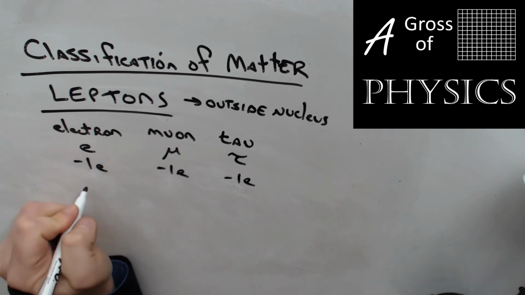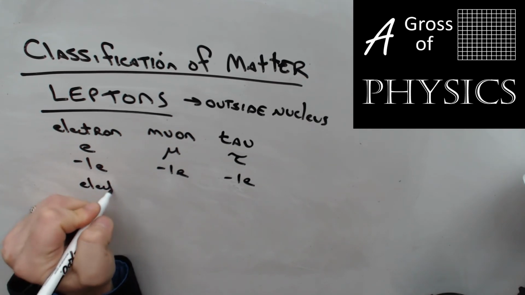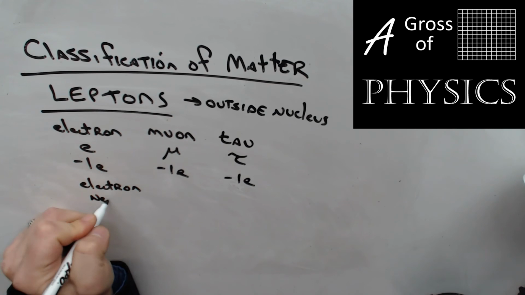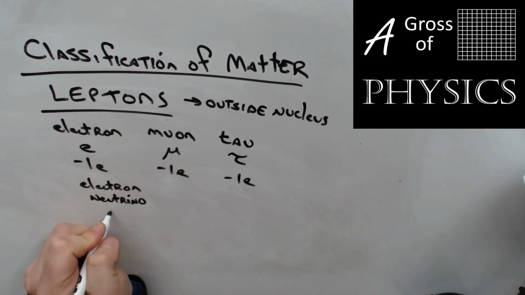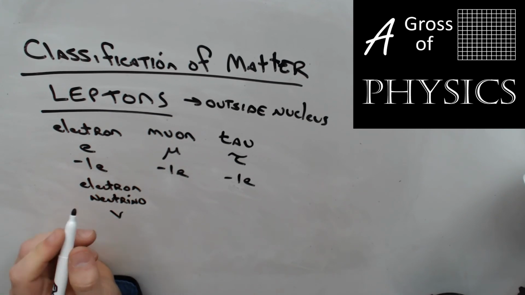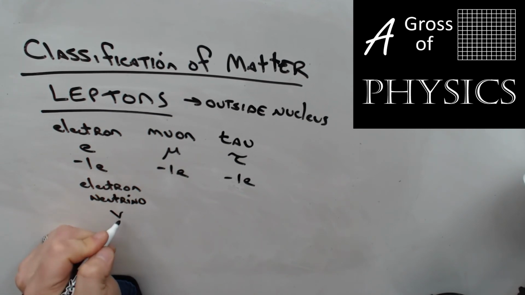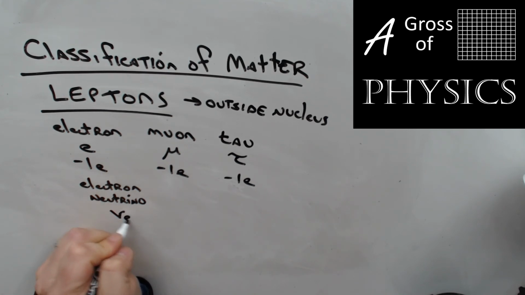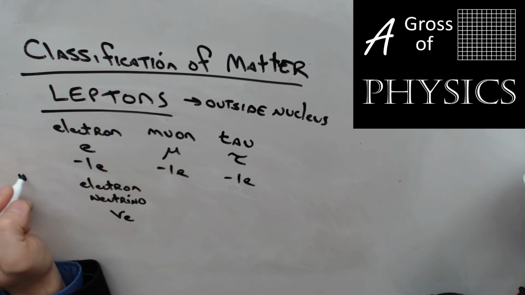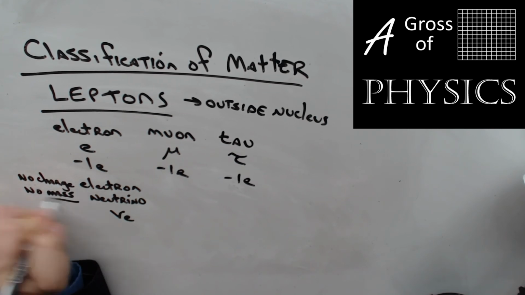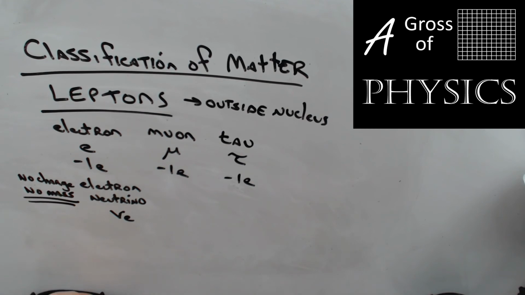Then we have different types of neutrinos. We have the electron neutrino, and the neutrino uses the symbol in Greek, nu, for neutrino. And it looks like a V. It's got a little fancy section over here, but effectively looks like a V, and we use a subscript for each of the types. Neutrinos have no charge and no mass. And they were only recently discovered within the last 40 or 50 years.